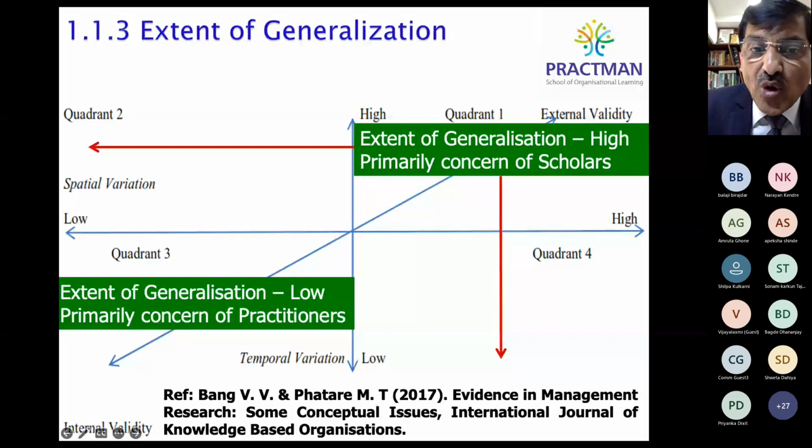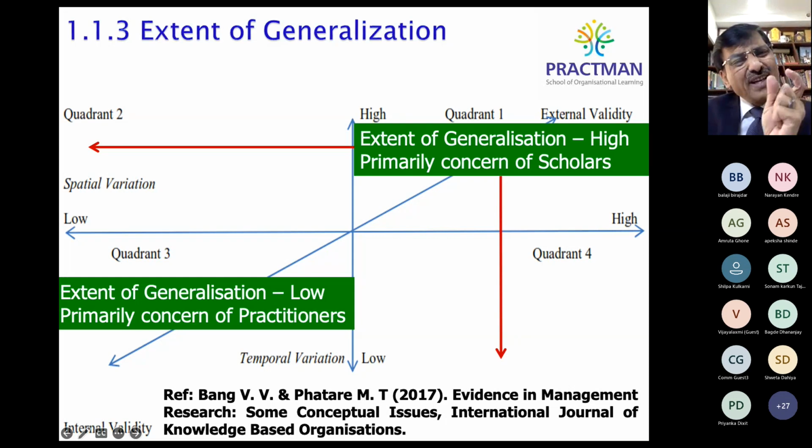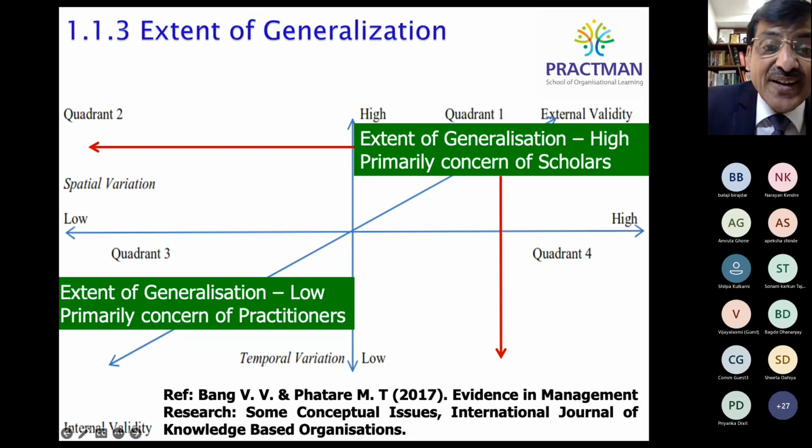If not across sectors, at least in quadrant two. Maybe the findings are applicable only in a particular industry, say maybe only the automobile industry. It is not applicable in other industries, fine. But at least it is valid over 10 years, 20 years, and that kind of thing. That is across the time zone.